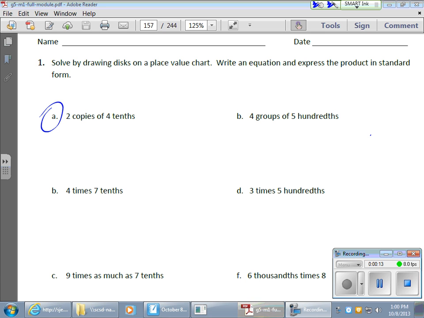We have two copies of 4/10, and what that looks like is, here's my decimal. I'm going to build a little place value chart here. Here's my tenths place. And I need two sets of 4/10. So 1, 2, 3, 4/10 here. I need another set of that for a total of two sets. 1, 2, 3, 4. And that gives me, if I counted those up, 8/10.